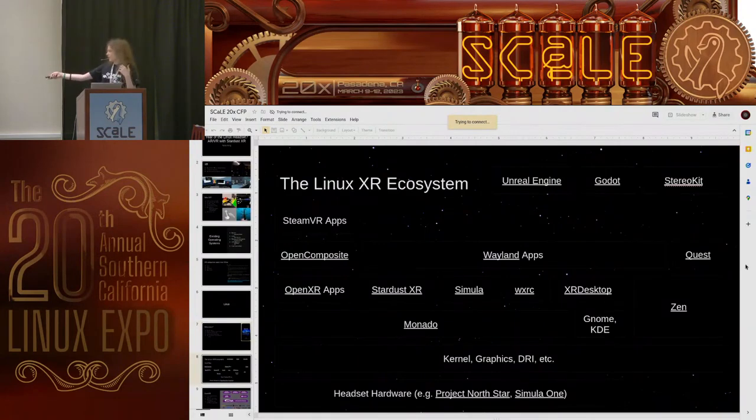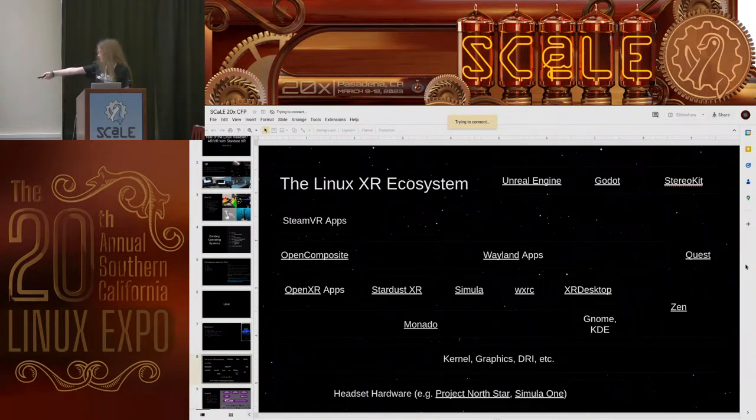So this is an overall graph of the Linux XR ecosystem. It's not perfect, and I'm leaving out a few things, but this is basically it. As you can see, Monado covers almost every single XR application right now, besides, of course, SteamVR, which I didn't have time to fit on this graph. But these are all the XR desktops over here, right? Here's another one.